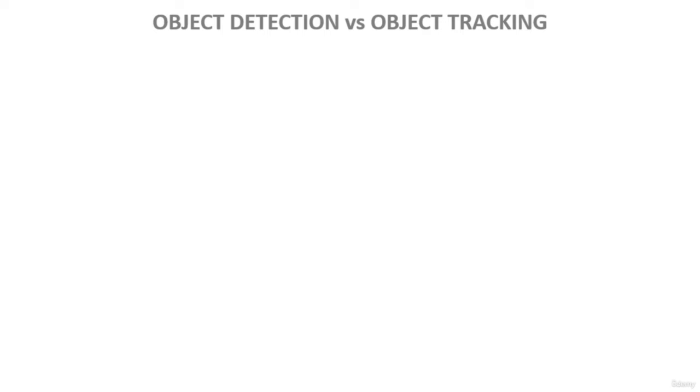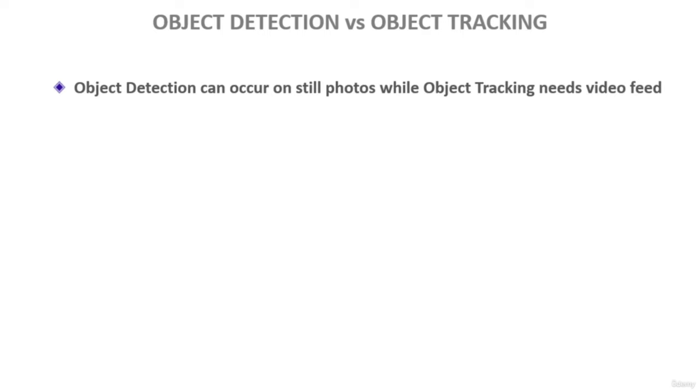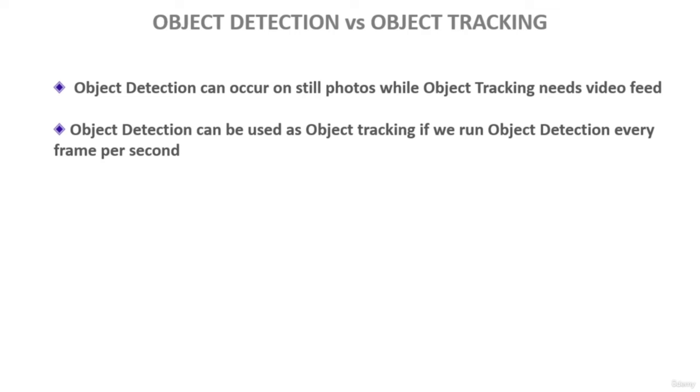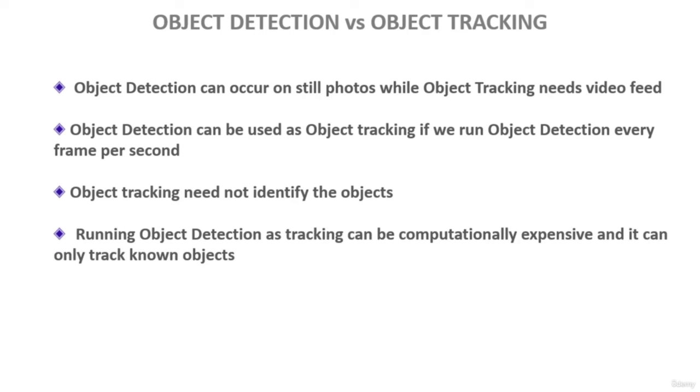Let's look at some more differences between object detection and object tracking. Object detection can occur on still photos, while object tracking needs a video feed. Object detection can be used as object tracking if we run object detection on every frame per second. Object tracking need not identify the objects. Objects can be tracked solely on the motion features without knowing the actual objects being tracked. Thus, pure object tracking can be extremely efficient if it leverages the temporal relationship between the video frames. Running object detection as tracking can be computationally expensive, and it can only track the known object.